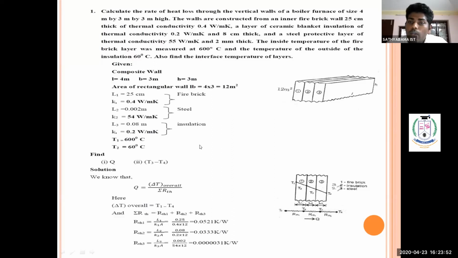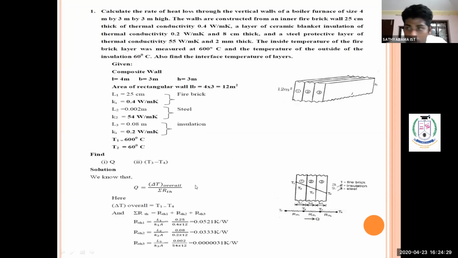Now, only one thing: if the thermal conductivity value is not given for fire brick, steel and insulation, we need to find out the thermal conductivity value. As I said, if the thermal conductivity value is not given, we have to go directly to the heat transfer data book and find the thermal conductivity of fire brick, steel and insulation. Directly they will give the answer. Fire brick thermal conductivity is 0.4 watt per meter Kelvin, steel 54 watt per meter Kelvin, insulation 0.2 watt per meter Kelvin. So all thermal resistance values we have found.